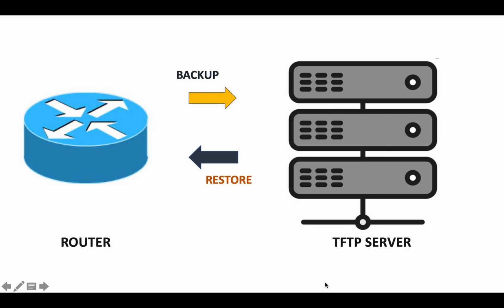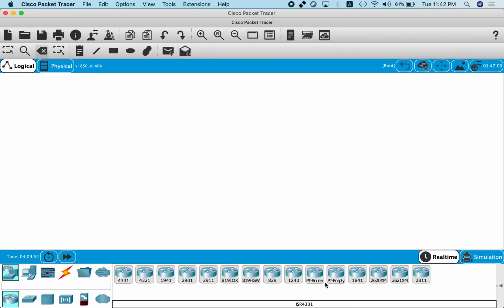In this session, I'll show you how to take a backup of the router config to the TFTP server and restore the same config from the TFTP server to another router. We will be going through a step-by-step approach to copy a configuration from a router to a TFTP server and restore the configuration back to another router. And we'll be simulating the same by using Packet Tracer software.